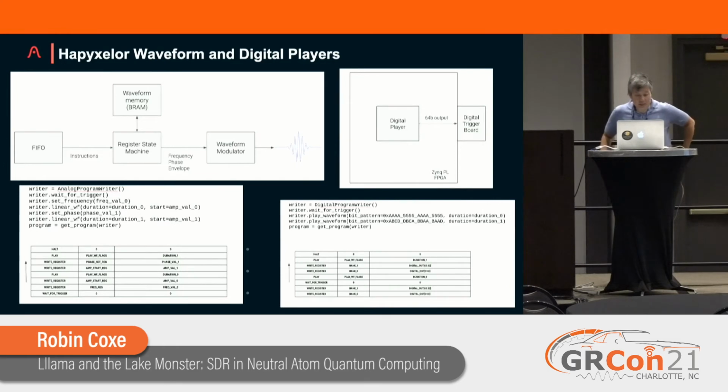So here's an example of what the instructions look like to program this thing. We send trigger words periodically with durations, and then you specify, for instance, wait for trigger, and then specify the frequency, specify what you want the phase and amplitude profile to be, and then off you go, and out comes the pulse.